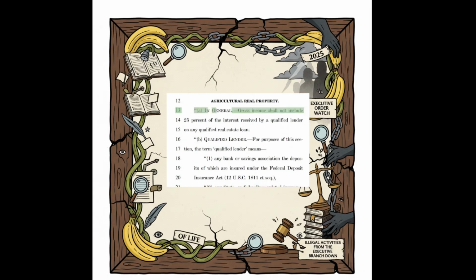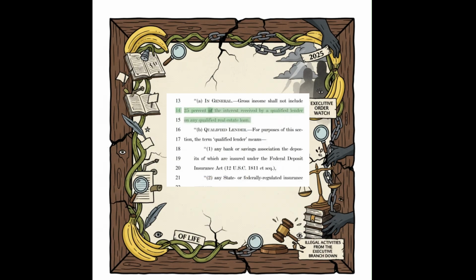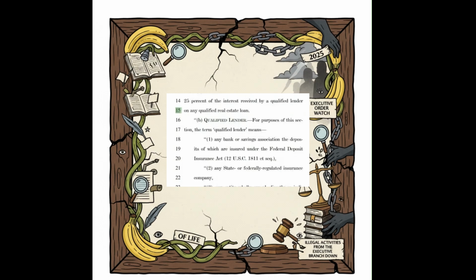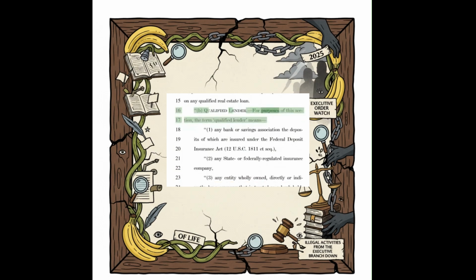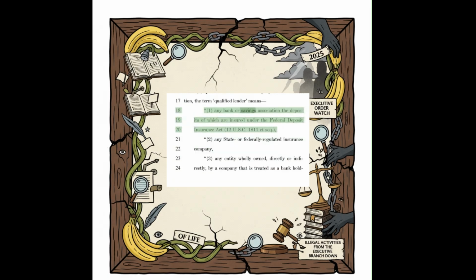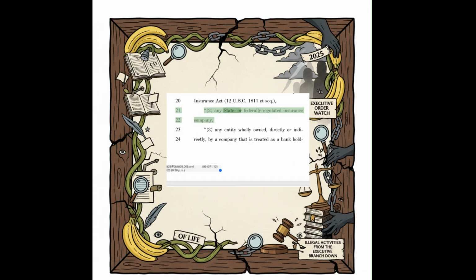Exclusion. Gross income shall not include 25% of the interest received by a qualified lender on any qualified real estate loan. Qualified lender. For purposes of this section, the term qualified lender means any bank or savings association, the deposits of which are insured under the Federal Deposit Insurance Act, or any state or federally regulated insurance company.